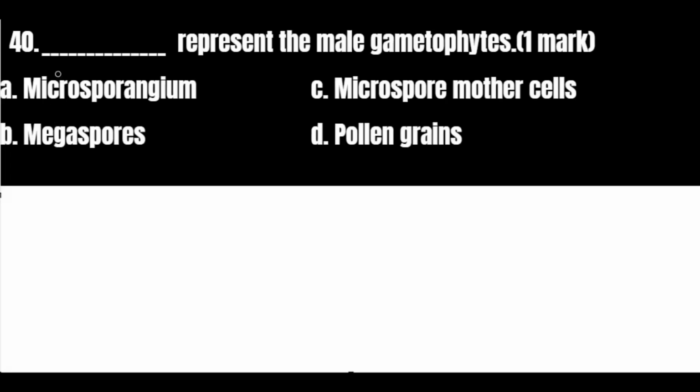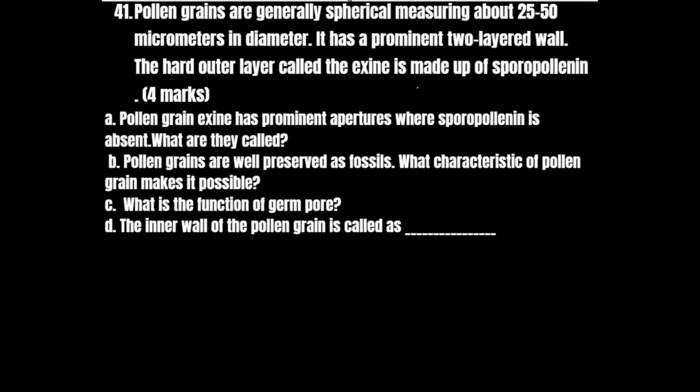Now this is an MCQ question. Dash represents the male gametophytes. Option A, microsporangium. Option B, megaspores. Option C, microspore mother cells. Option D, pollen grains. Pollen grains are the male gametophytes. So option D is the answer. Now this is a case study type of question.